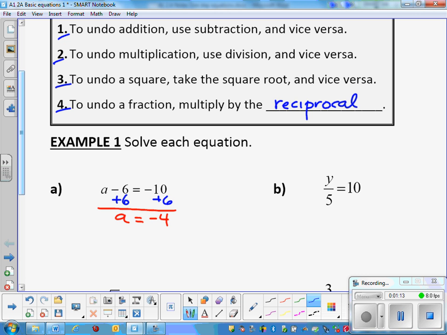B, I have Y divided by, so remember the fraction bar means divide. Divided by 5 is 10. So since it's divided by 5, to undo it, I'm going to multiply by 5 on both sides of the equation. When I multiply 5 here, it cancels, and I get Y is equal to 50.